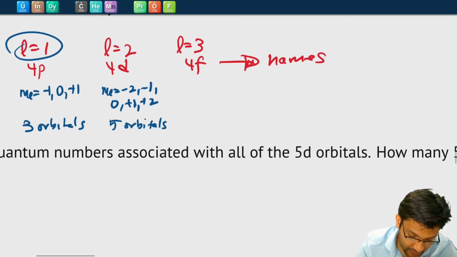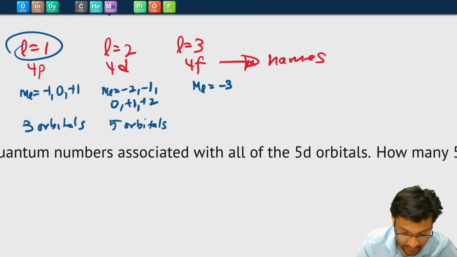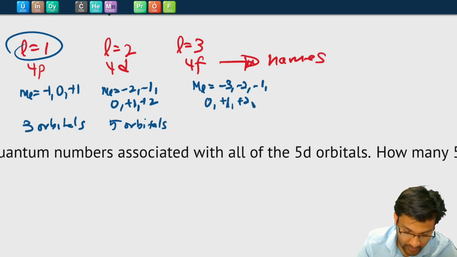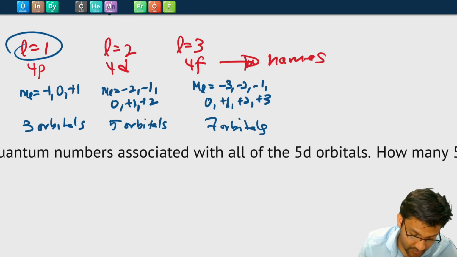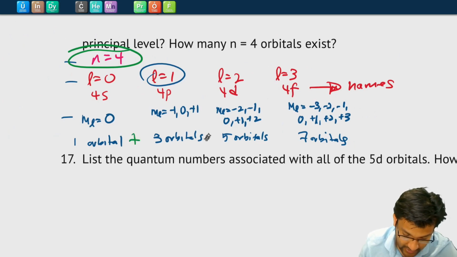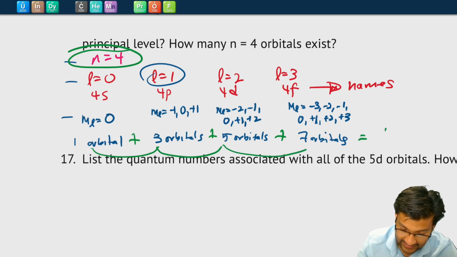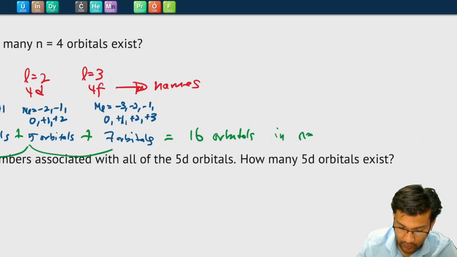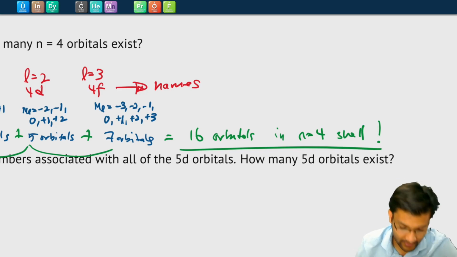And then for L equals 3, ML could be -3, -2, -1, 0, +1, +2, or +3. So that's 1, 2, 3, 4, 5, 6, 7, 7 orbitals. So the total number of orbitals in the 4 shell is 1 + 3 + 5 + 7. That's 1 + 3 is 4, + 5 is 9, + 7 is 16 orbitals in n equals 4 shell. That's how we do that one.